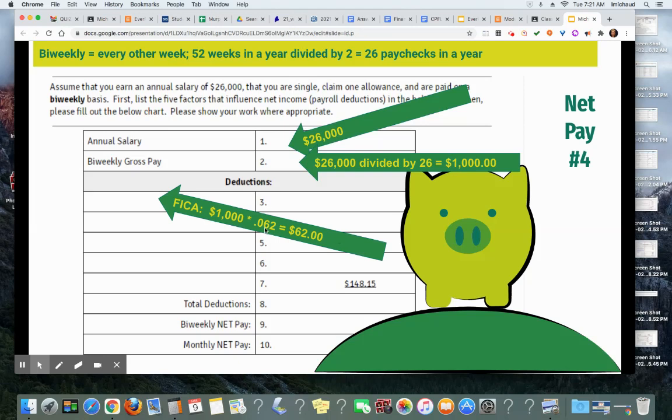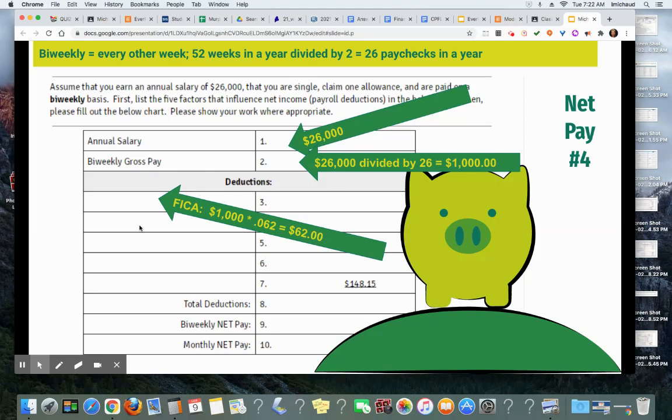Next is FICA, which is worth 6.2%. That's the amount that's taken out. So you want to take your bi-weekly gross pay of 1,000 and multiply by 0.062. So the answer there is 62.